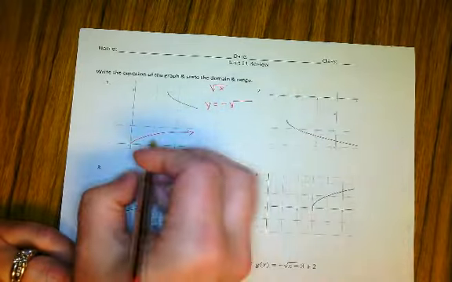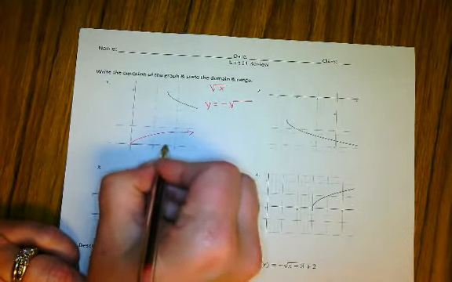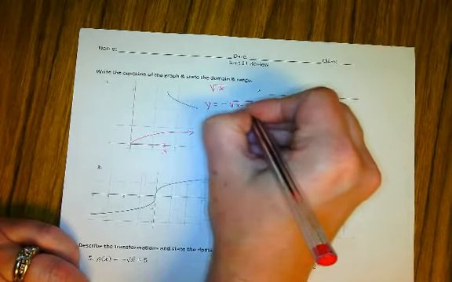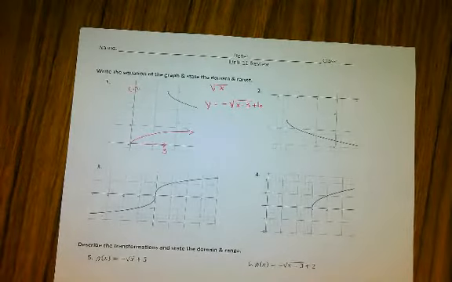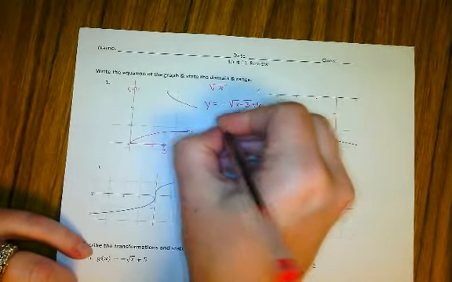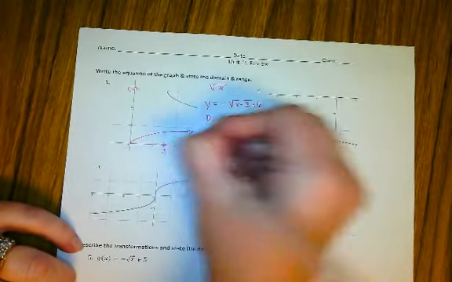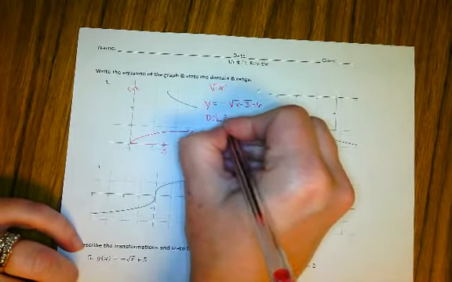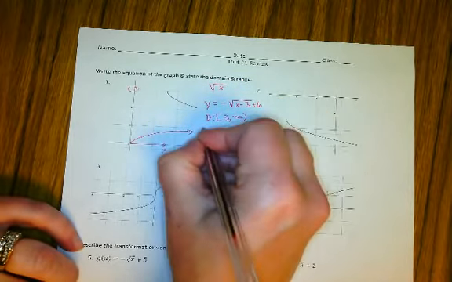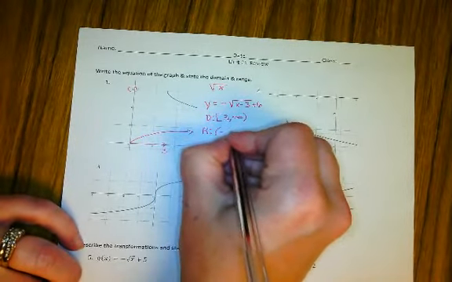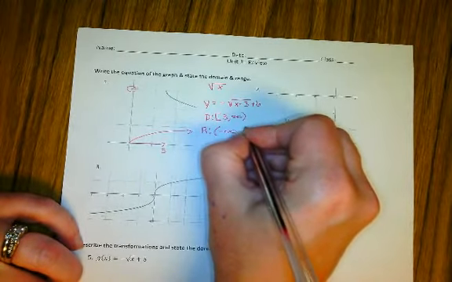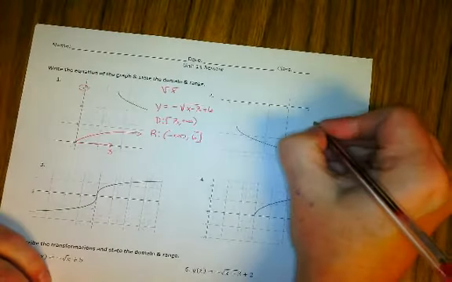negative. I can also tell that it was moved to the right all the way to 3, so that's going to look like x minus 3. And then it also moved up to 6, so plus 6. So my domain is going to be 3 to infinity. My range, though, because it's been reflected over the x-axis, will be negative infinity all the way to 6.